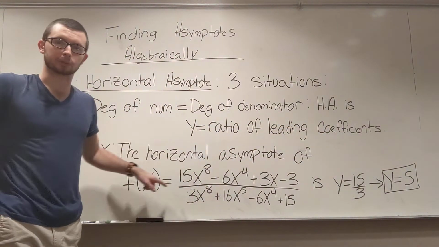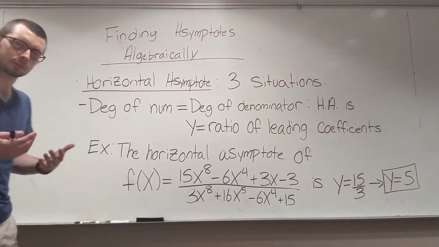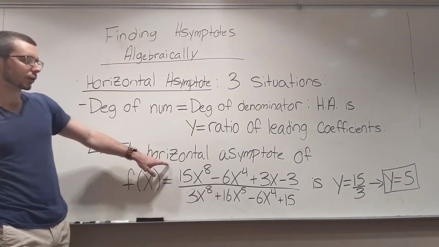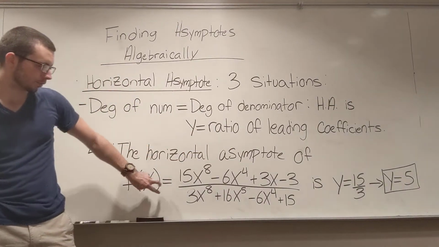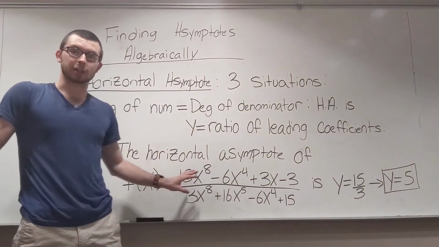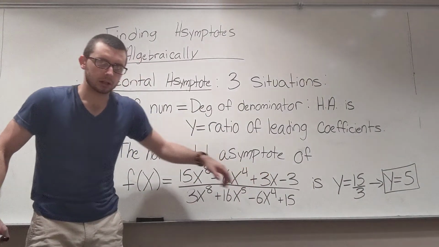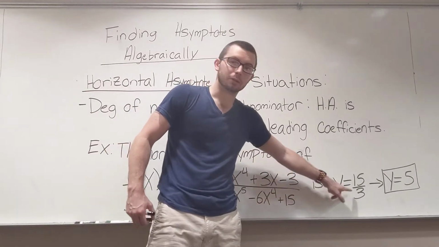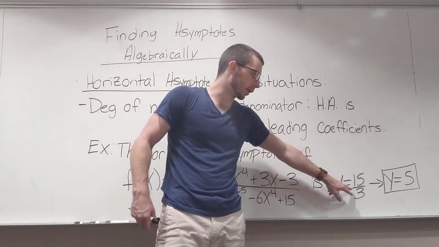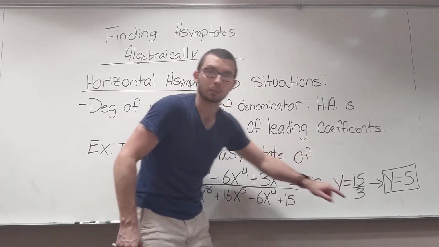Remember, these examples that I'm discussing are not in the notes. They're just supplementative. But here, the horizontal asymptote of, so notice, there's this very long rational function here. And notice the only thing that comes out of all of this is y is equal to 15 over 3. And we'll look at that before we simplify it. So where does the 15 and where does the 3 come from?